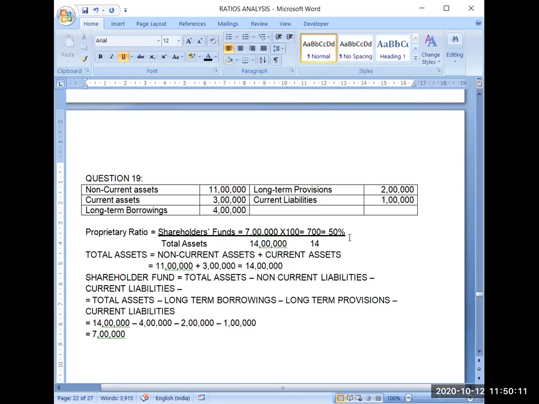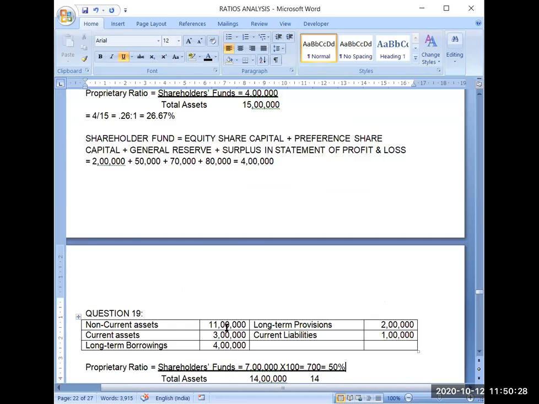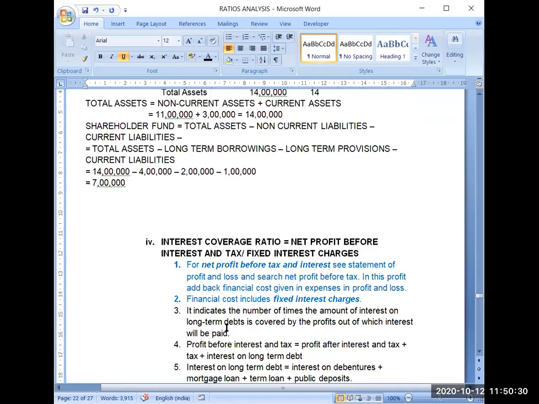So what does it mean? It means that 50% of the total assets has been financed from owners' funds, and the rest of the 50% has been acquired with the help of borrowed funds. So this is all about this ratio, proprietary ratio.